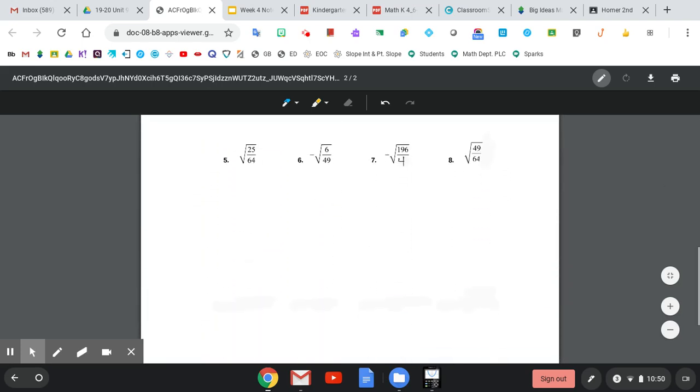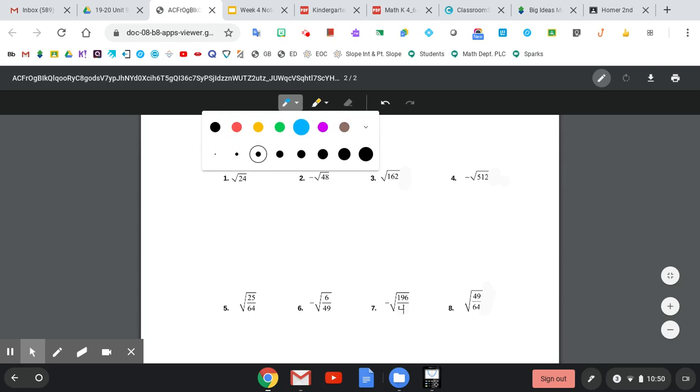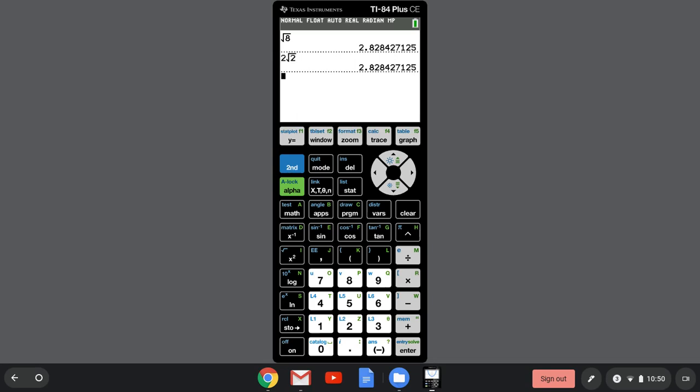So we're going to do just these 8 problems, and we're going to work on reducing. So this first one, the square root of 24. Remember, we're simplifying, so no decimals. So the square root of 24, I'm going to type that in my calculator.